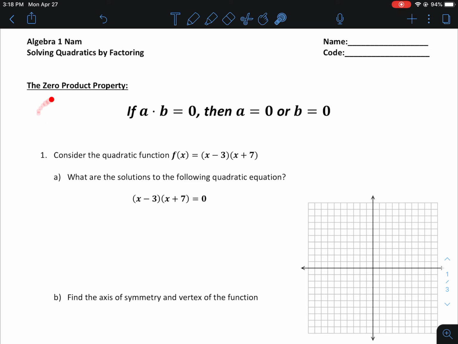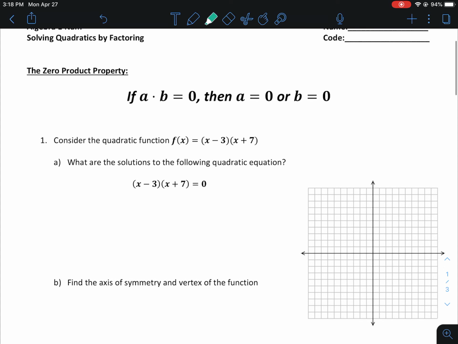And so this all boils down to what we call the zero product property. It's pretty straightforward. It states that if A times B is equal to 0, if the product of A and B is equal to 0, then A equals 0 or B equals 0, right? And we know this to be true, that the only way for the product of two things to equal 0 is if at least one of those factors is equal to 0.